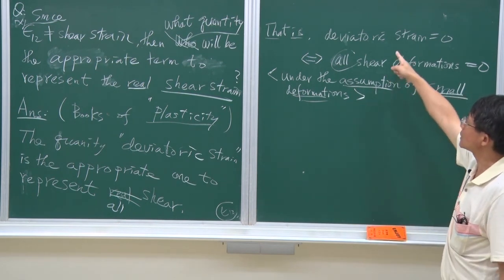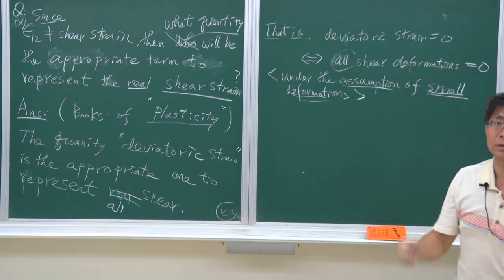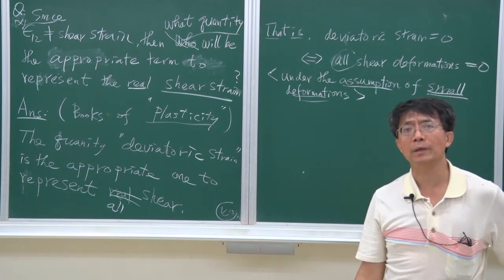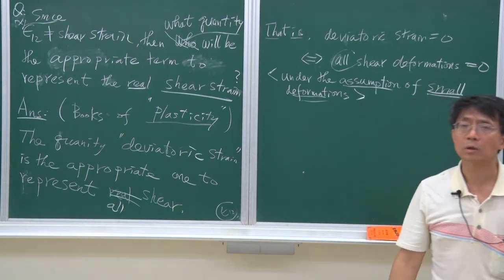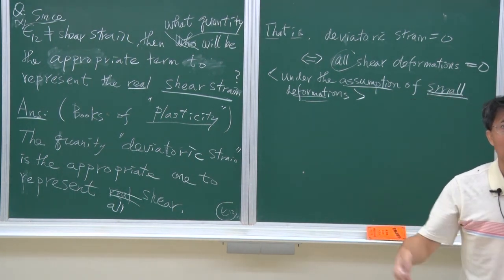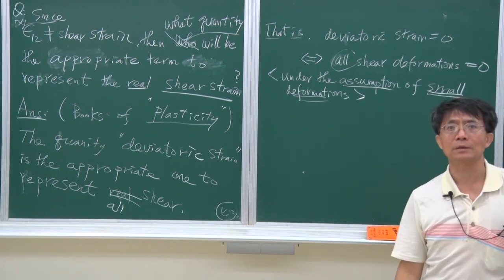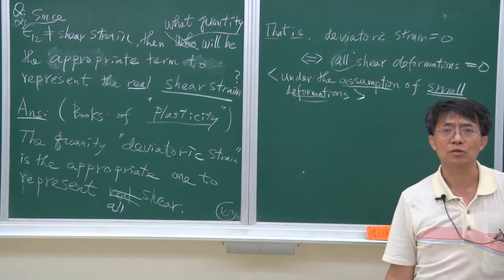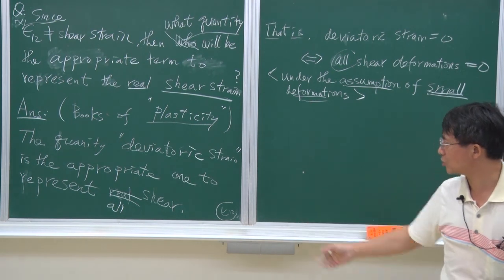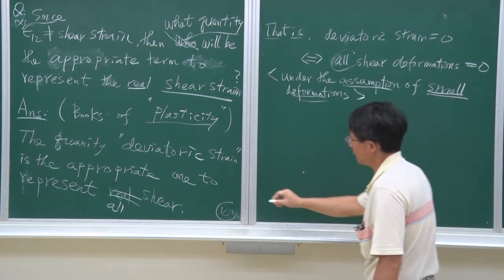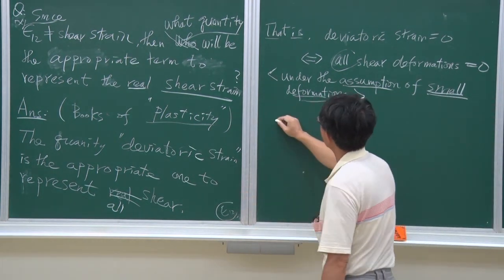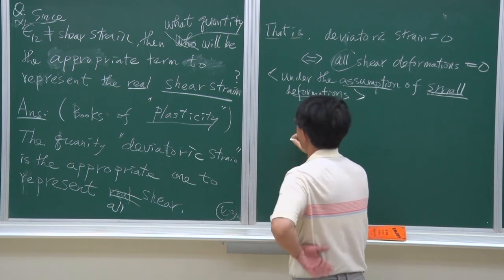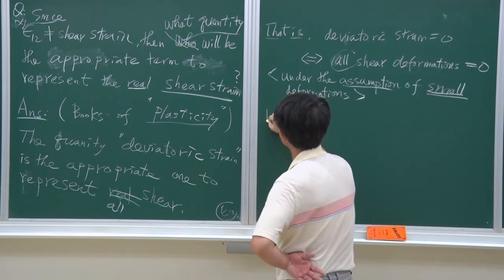So the deviatoric strain is the appropriate term to analyze shear deformation instead of the so-called shear strain. Shear strain is not an appropriate one. Okay, what is the definition?